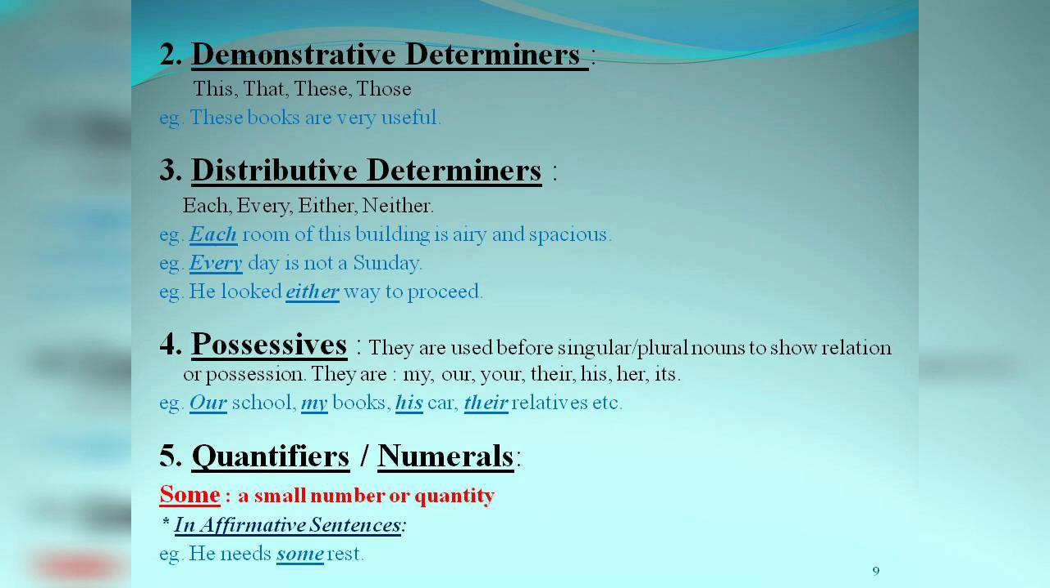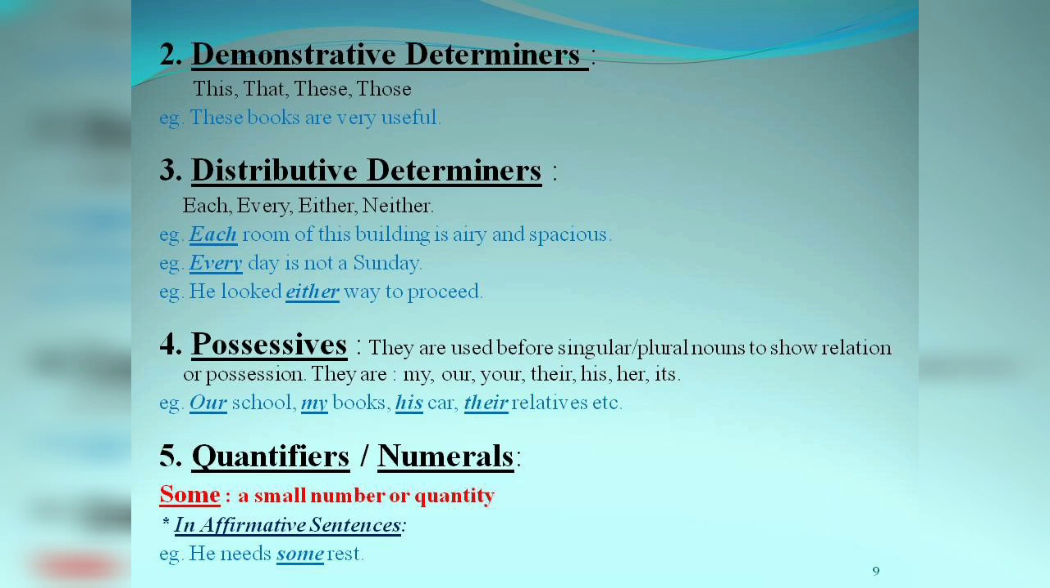Example says, each room of this building is airy and spacious. Next example, every day is not a Sunday. He looked either way to proceed. Fourth kind is possessives: my, our, your, his, her, its, their. This is my room. That is her house. Now quantifiers and numerals. Some.